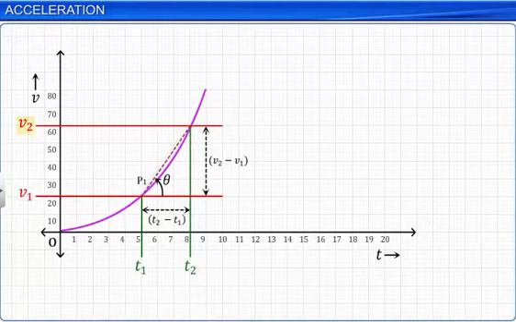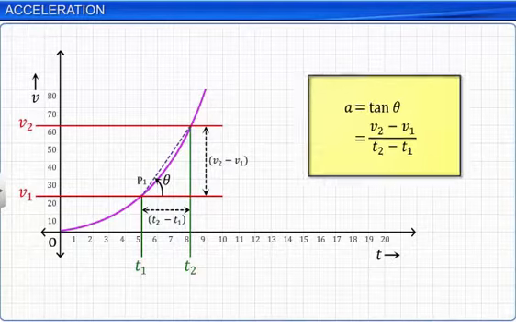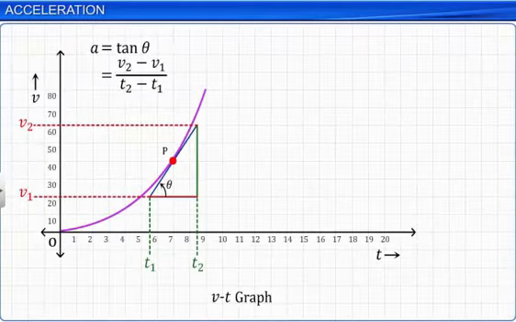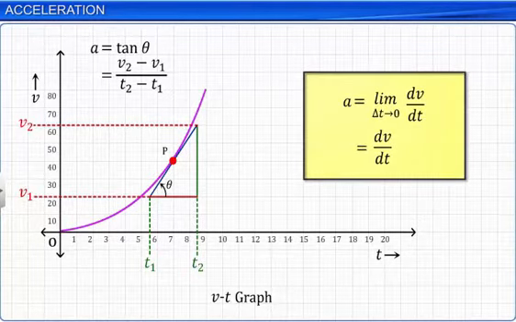How we wrote instantaneous velocity, that is limit delta t tends to 0, delta x divided by delta t. Similarly, we can write instantaneous acceleration, limit delta t tends to 0, delta v divided by delta t, which in turn can be written as dv divided by dt. That is our instantaneous acceleration. Change in velocity of an object at a particular instant of time is our instantaneous acceleration.